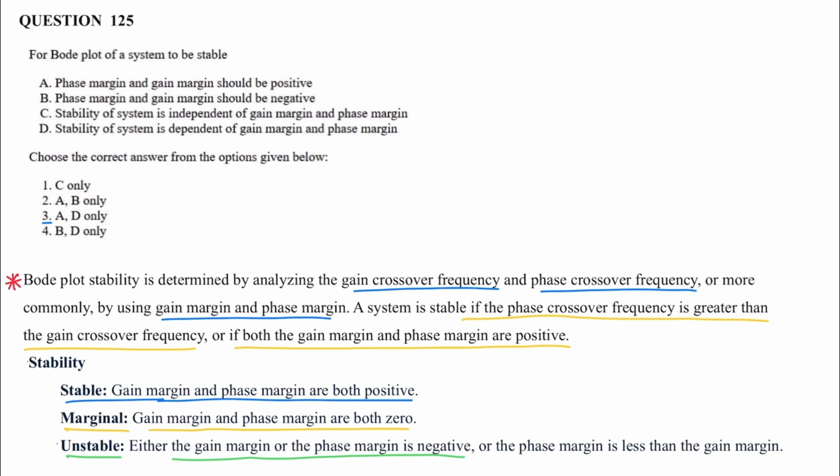Let us see the statements. Phase margin and gain margin should be positive. Statement A is correct, then the system is stable according to the Bode plot. Statement B, phase margin and gain margin are negative, it is positive. Statement B is incorrect. Statement C, the stability of a system is independent of gain margin and phase margin, incorrect. Stability of a system is dependent on gain margin and phase margin. Correct statements are A and D and the correct answer is option 3.